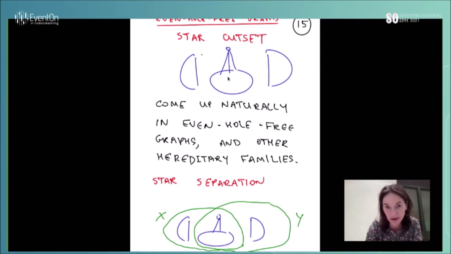And of course, you can think of it as a star separation, as it's drawn here. You take the left plus the cut set and call it X. You take the right plus the cut set and call it Y. And that's a star separation. And star separations happen naturally in many hereditary families. So we know there's a connection between separations and tree decompositions. We know we have some separations that come up naturally in our class. So we know where to go.